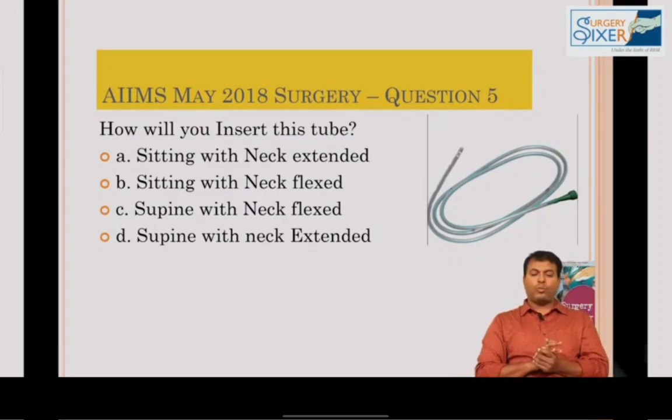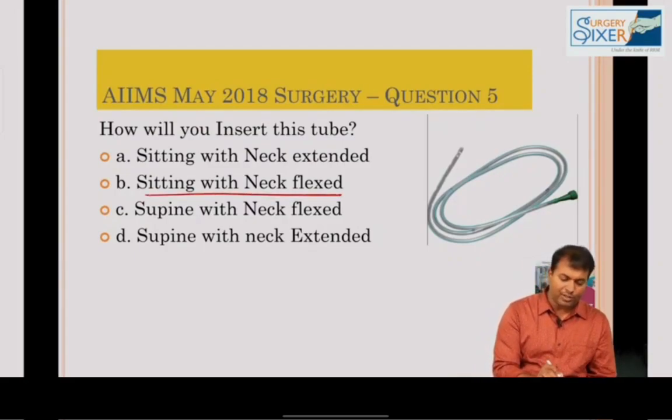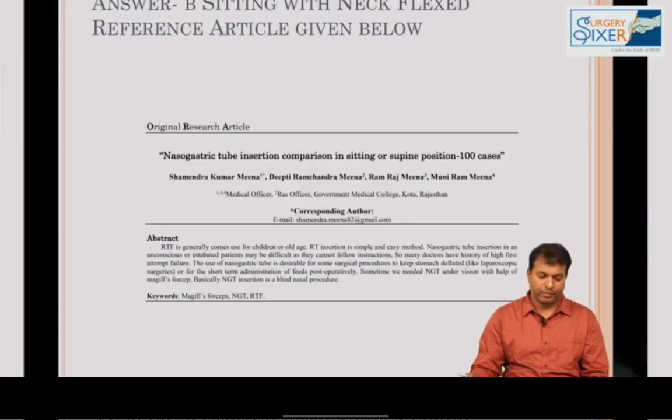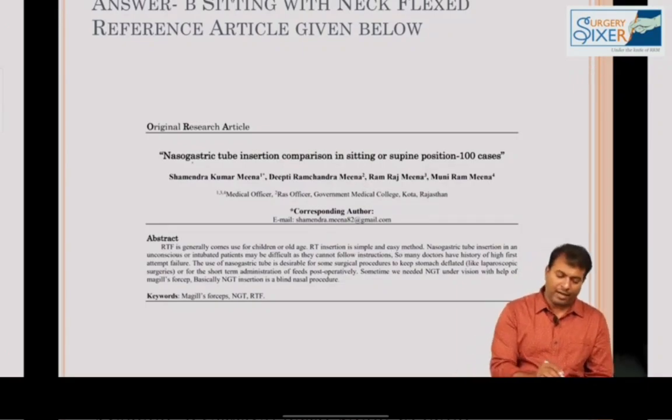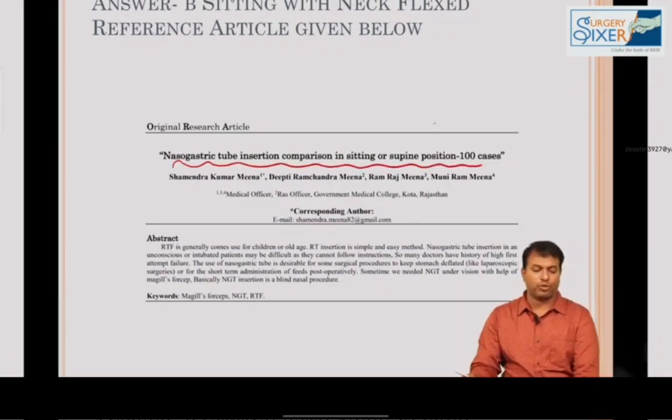How will you insert this tube? The right way is the tube is inserted with sitting and neck flexion position. Okay, this is from an article on nasogastric tube insertion comparing sitting position and supine position. The best position is sitting with neck flexion.